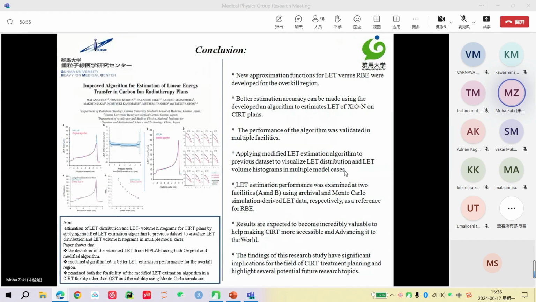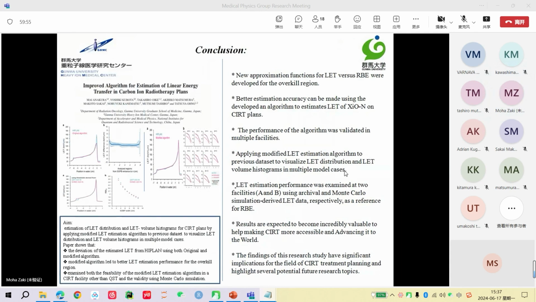So to conclude, a new approximation function for LAT versus RBE was developed for the overkill region. Better estimation accuracy can be achieved using the developed algorithm to estimate LAT of XAUN in carbon ion radiotherapy plans. The performance of the algorithm was validated in multiple facilities. Applying the modified LAT estimation algorithm to the previous dataset to visualize distribution and LAT volume histogram in multiple model cases was achieved. LAT estimation performance was examined at two facilities using Archifel and Monte Carlo simulation respectively as a reference for RBE. Results are expected to become incredibly valuable to help make carbon ion radiotherapy more accessible and advance it to the world.